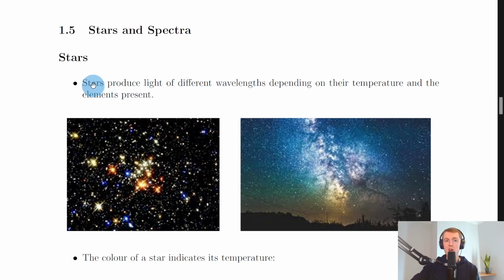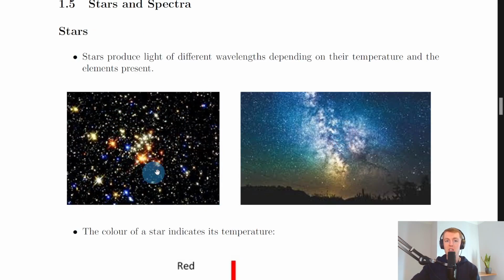So firstly for stars, it says that stars produce light of different wavelengths depending on their temperature and the elements present. And in the pictures here you can see some different colours of stars, and that's not always apparent when you look up into the night sky, because what you'll often tend to see is just white twinkling lights. But the Hubble Space Telescope was able to produce this picture on the left where you can actually see the different colours. And you've also got some nice different colours shown on the right hand side as well. We've got some blues, greens, yellows and purples and so on.